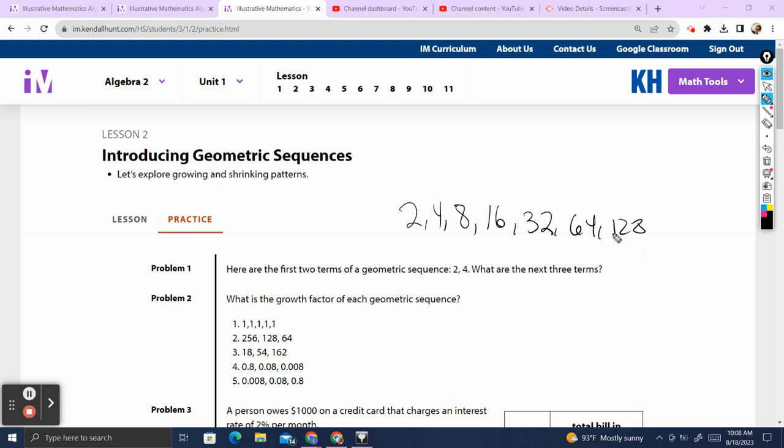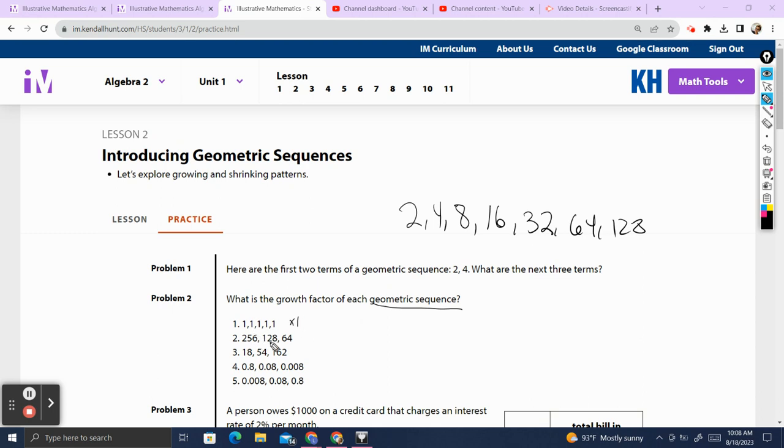Problem 2. What is the growth factor of each geometric sequence? Because it is a geometric sequence, we're looking for something that we multiply to get the next term. Well, in this case, I'm going to say 1, because 1 times 1 is 1. So the growth factor is going to be 1.